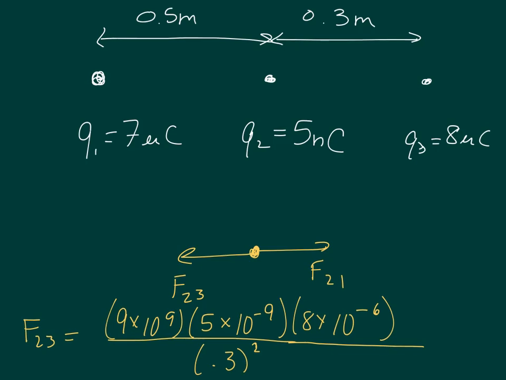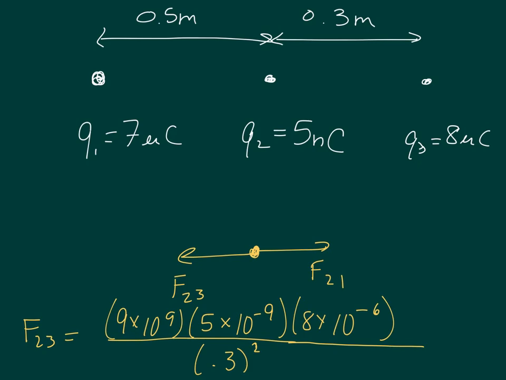If you want to write out the formula, you can. This is Kc, Q2, Q3, over R23 squared. Why do I use Q2 and Q3? Because I'm looking at F23. Q2, Q3 over R23 squared. This is micro. This means 8 microcoulombs, and micro means 10 to the negative 6, literally. This is nano, and that means 10 to the negative 9, yes.